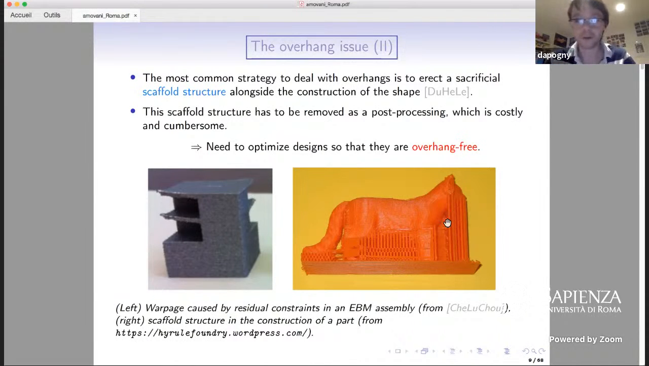Removing this support structure at the end of the process is a little bit cumbersome, and it can be altogether impossible, for instance, if you have inner cavities inside the shape. So it would be actually better to optimize the designs so that they can be used for their final, intended use, but are naturally overhang free. So this will be one of our main tasks in this presentation.